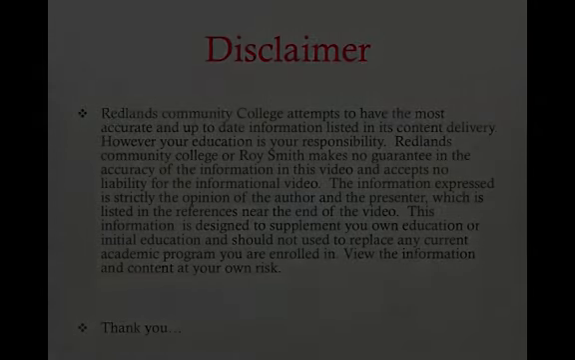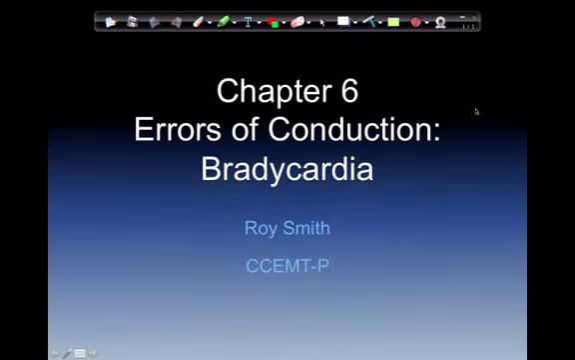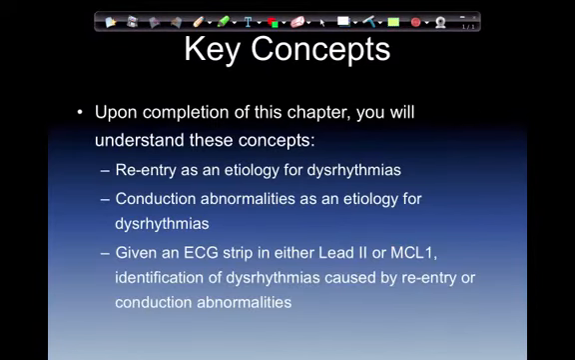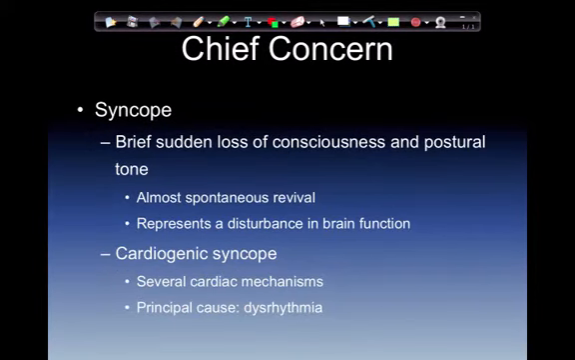Thank you. This is going to be Chapter 6, Errors of Conduction, Bradycardia, and Key Concepts. After completion of this chapter, you'll be able to understand reentry as an etiology for dysrhythmias, conduction abnormalities as an etiology for dysrhythmias, and, given an EKG strip in either lead 2 or MCL1, identify dysrhythmias caused by reentry or conduction abnormalities.